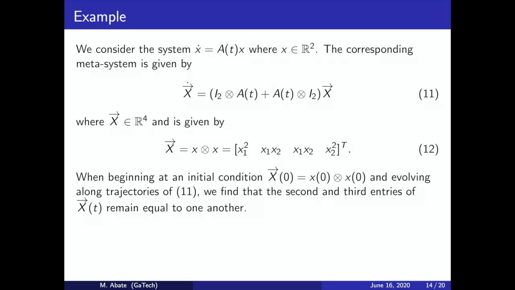Consider a switched linear system x dot is equal to Ax, where x evolves in R2. The corresponding metasystem is now given by 11, and the state of this system corresponds to the Kronecker product of x with itself. This is given as 12. Note that when beginning at an initial condition x Kronecker x, and evolving along trajectories of the metasystem 11, we find that the second and third entries of the metastate remain equal to one another. This is due to the construction of 11.